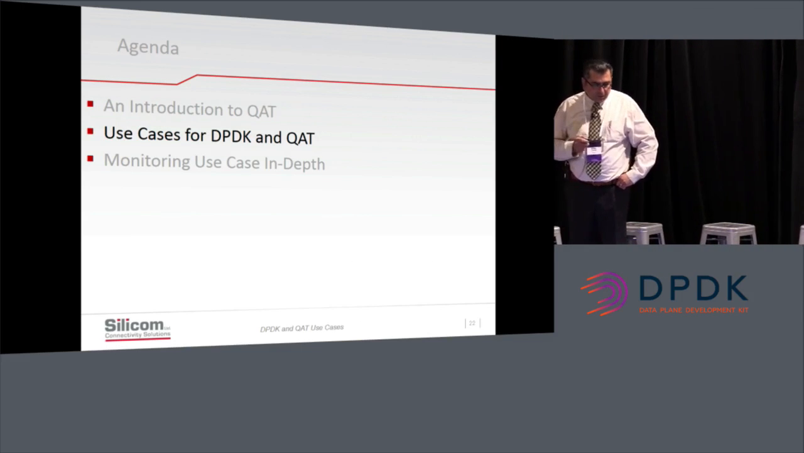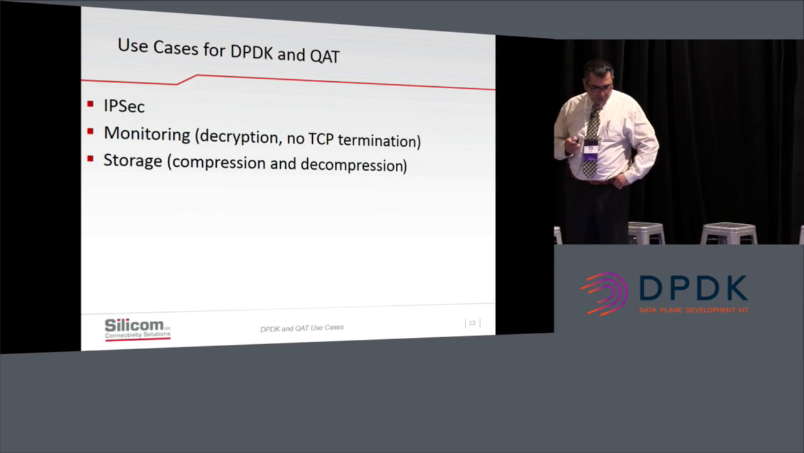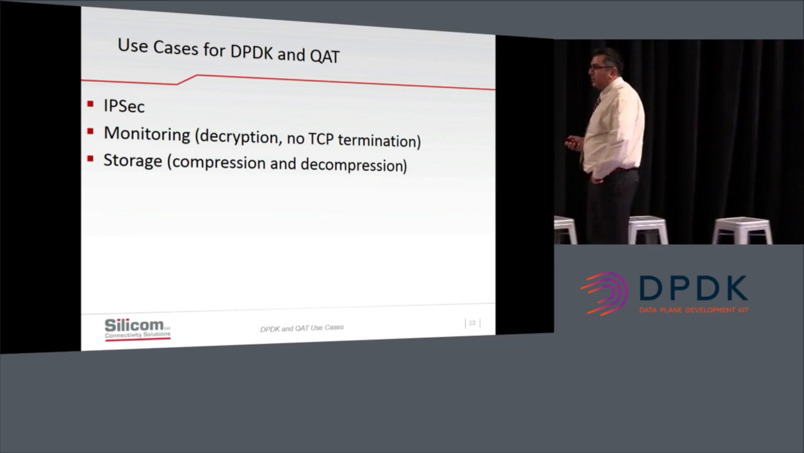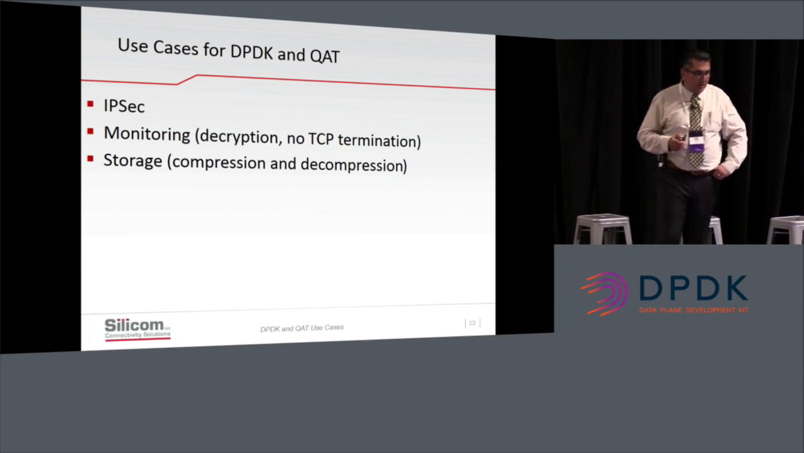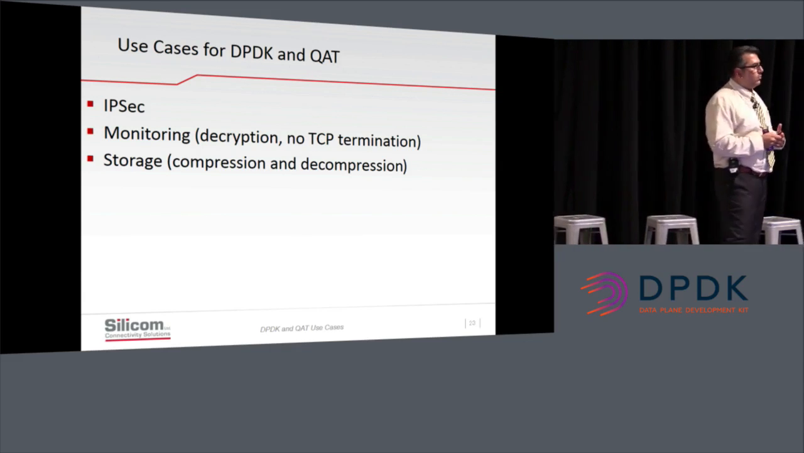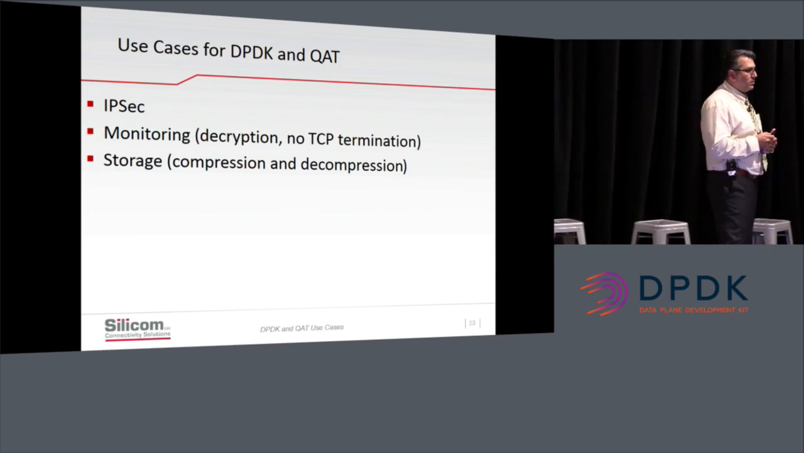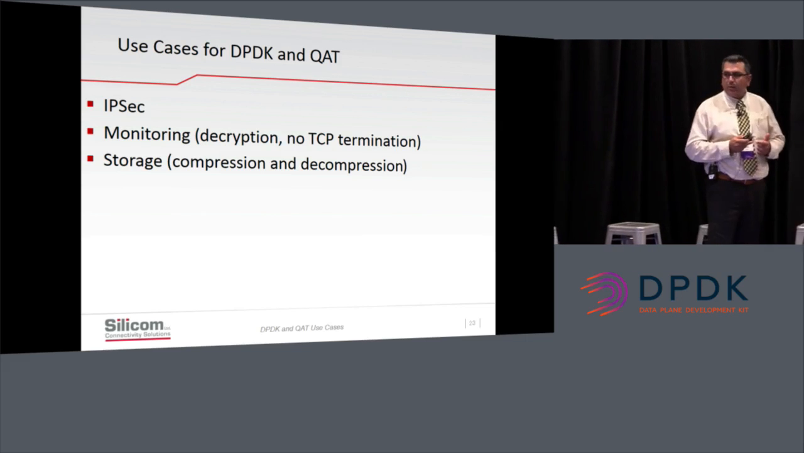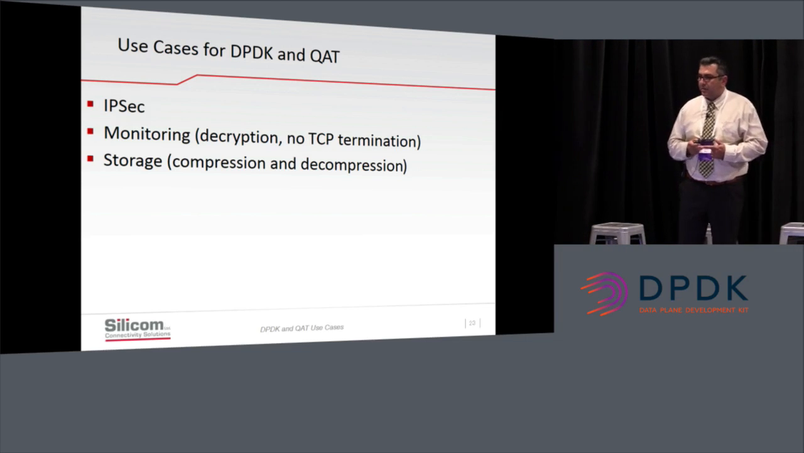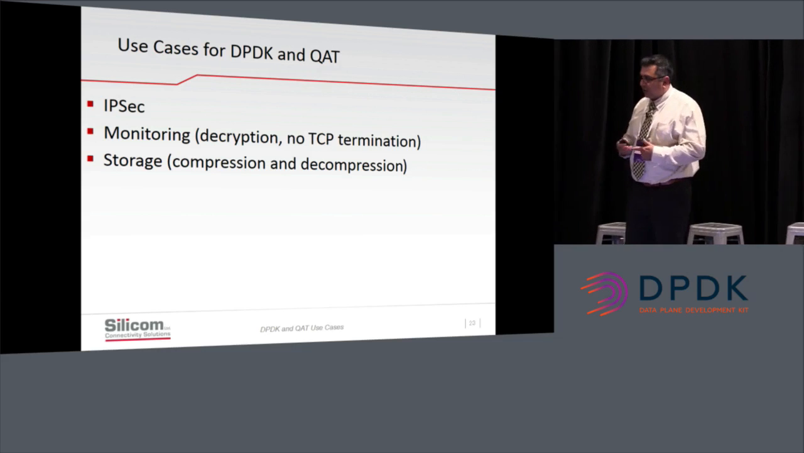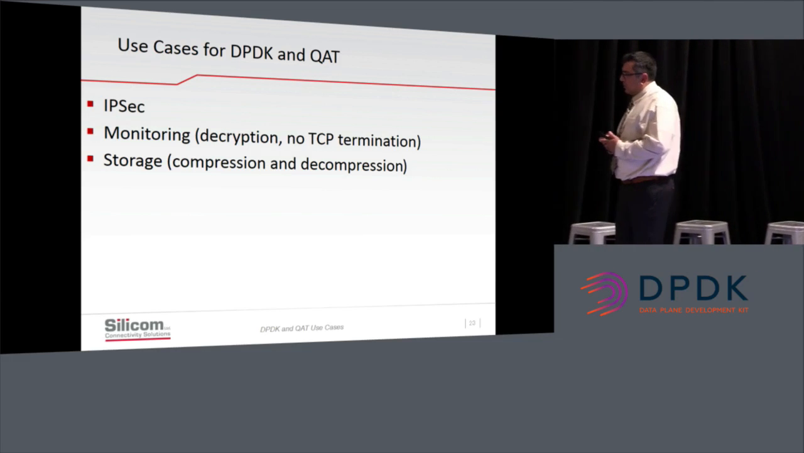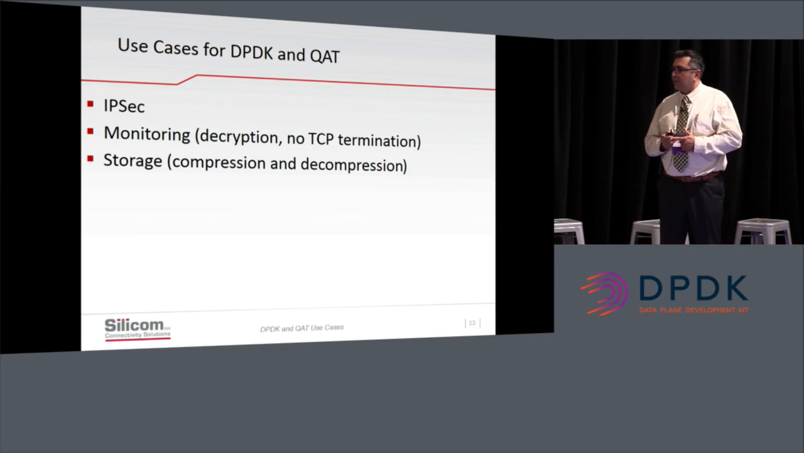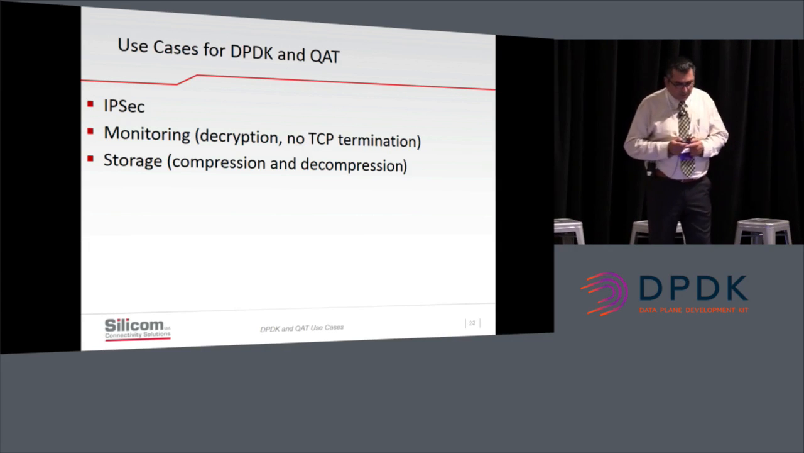Okay, the use cases that we see in the field for DPDK and QuickAssist, for DPDK and crypto at large, are these. It's first and foremost IPsec. IPsec is the best use case for DPDK because IPsec deals mainly with symmetric encryption, and DPDK is optimized nowadays to support ever-growing requirements and numbers in this area.